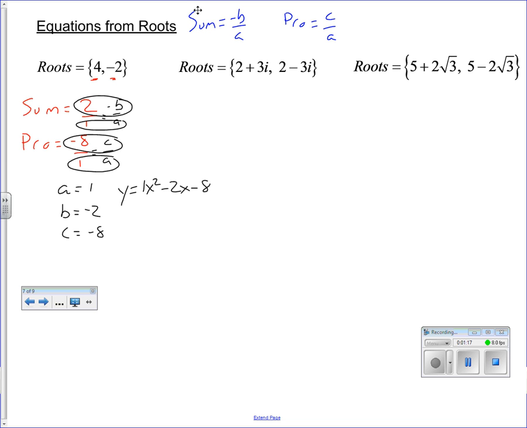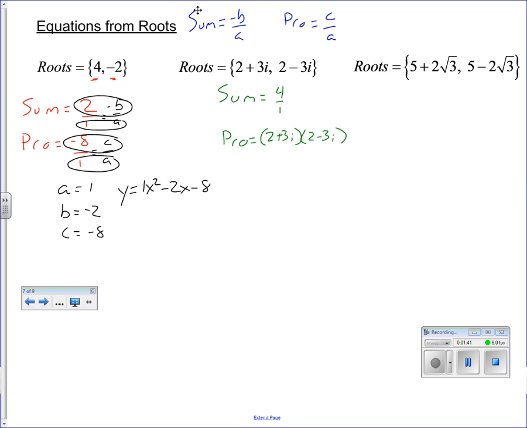A little bit more complicated when your roots are complex, like 2 plus 3i and 2 minus 3i. But the sum is actually very simple because the plus 3i and minus 3i cancel each other out. The sum is just 4 over 1 here. The product, on the other hand, I do need to do a little bit of work. I need to multiply 2 plus 3i times 2 minus 3i.